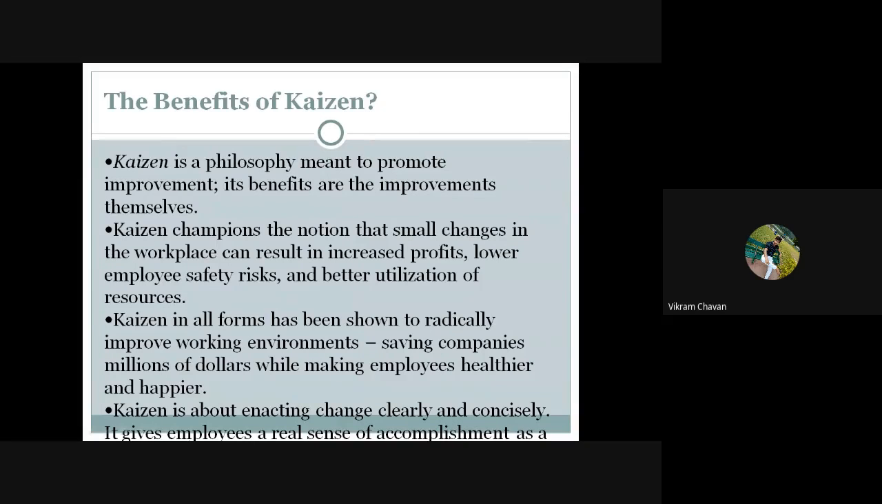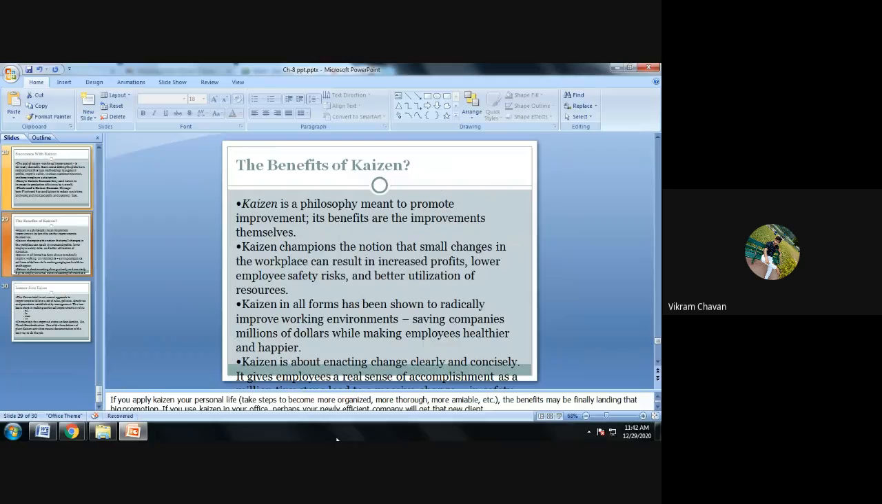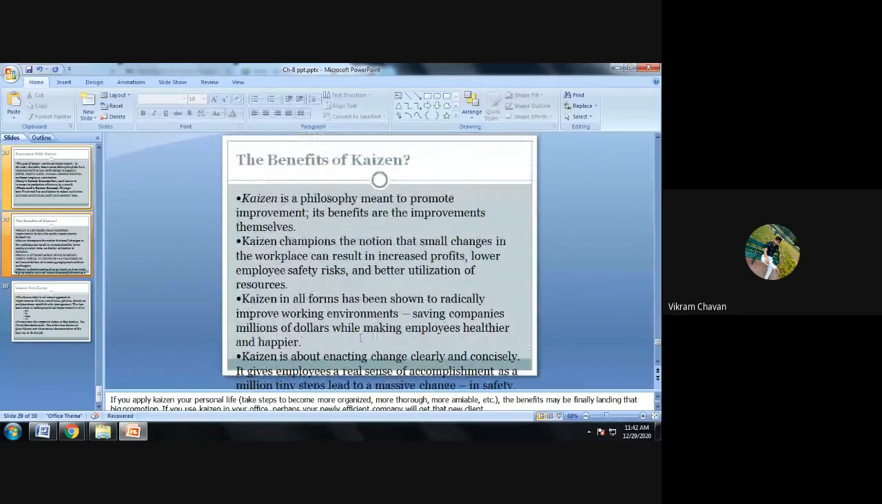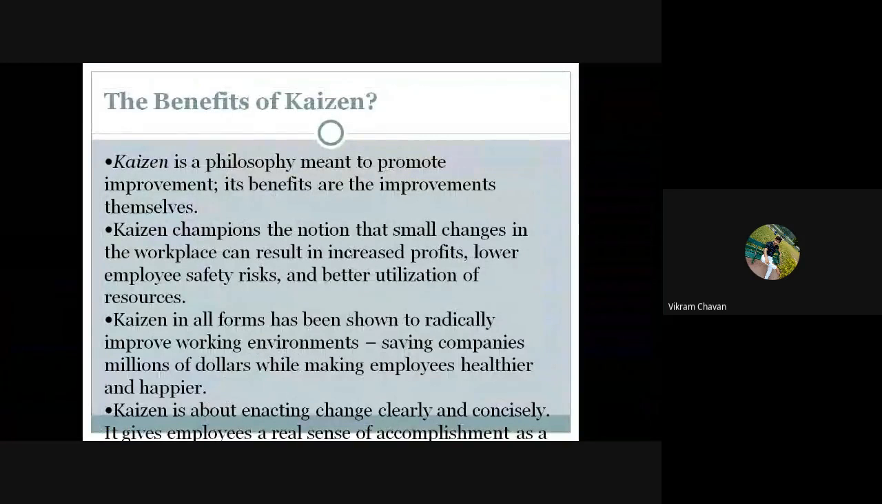It gives employees a real sense of accomplishment, as a million tiny steps lead to a massive change in safety, in structure, and in profits. So these are some of the benefits of Kaizen, how it will be beneficial. Lower safety risk, we can say, and it will reduce the investment of companies. That will be the saving for the companies.